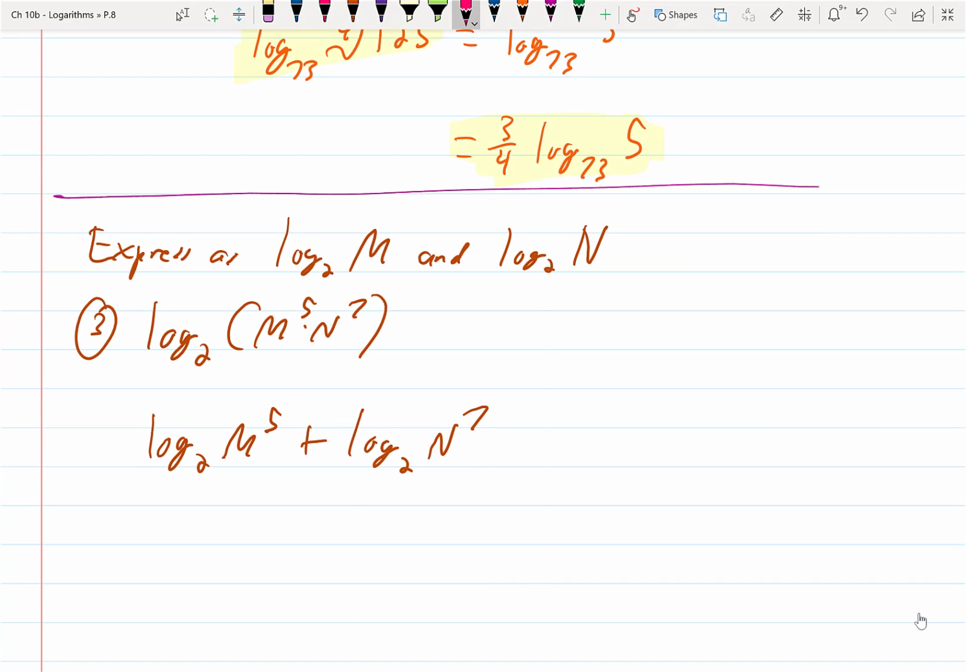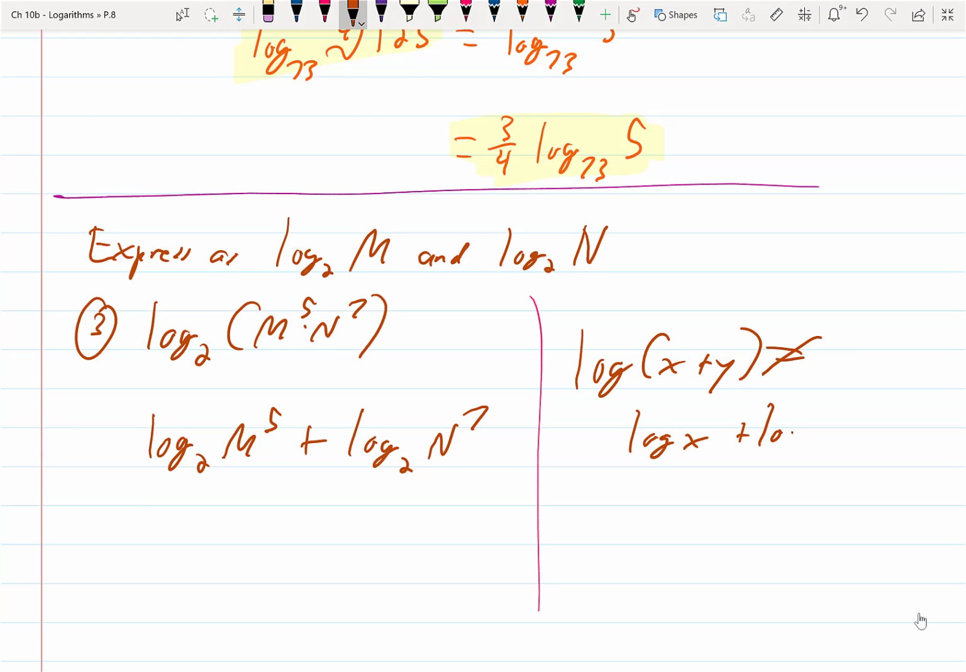Little misconception alert on the right side here. Hang on just a second, and I'll get right back. There is no such thing as a distributive property of logs. So the log of x plus y is not the log of x plus the log of y.